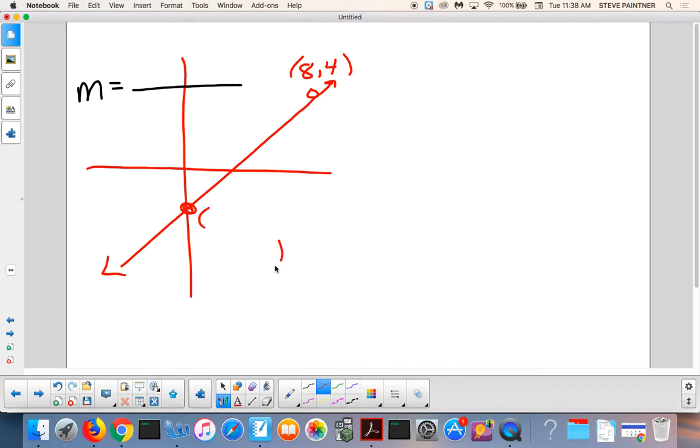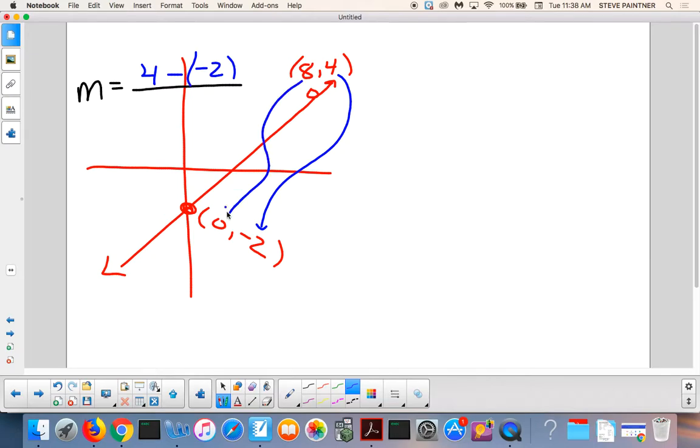Okay. Tyler says 0, -2 is on this line. Does that help you find the slope now? I hope so. Ready? y minus y, put them on top, right? 4 minus -2 over 8 minus 0 makes what? 6 over 8. Yep, 6 over 8, but wait a second. That reduces to what? 3/4 is the slope of your line, right?